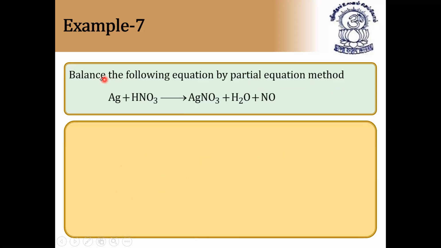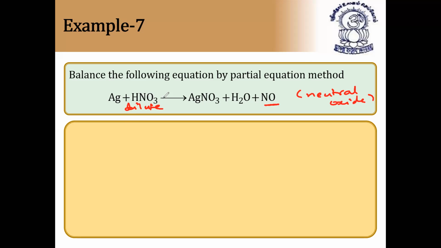Example 7. Balance the following equation by partial equation method. As I told you, here this is cold and 1:1 dilute nitric acid, that is dilute nitric acid with water. It is not concentrated nitric acid. It is called dilute nitric acid here. How am I saying it is dilute nitric acid? Because the product formed is nitrogen oxide, a neutral oxide. It is not an acidic oxide. So the product formed is neutral oxide. That's why it is dilute acid.